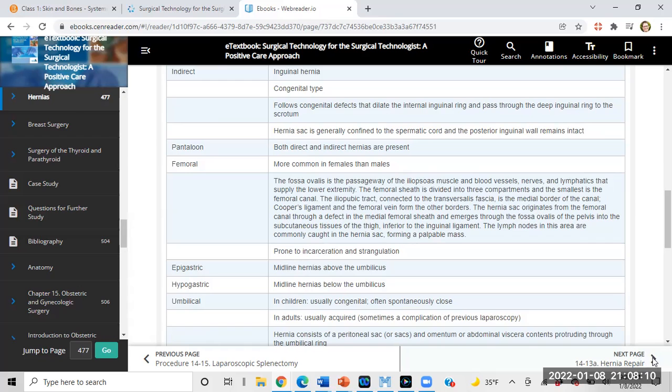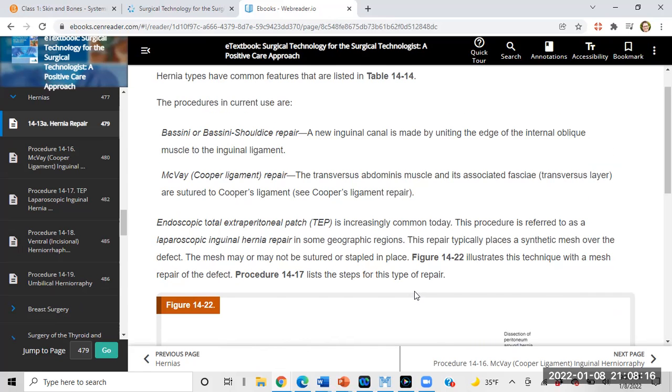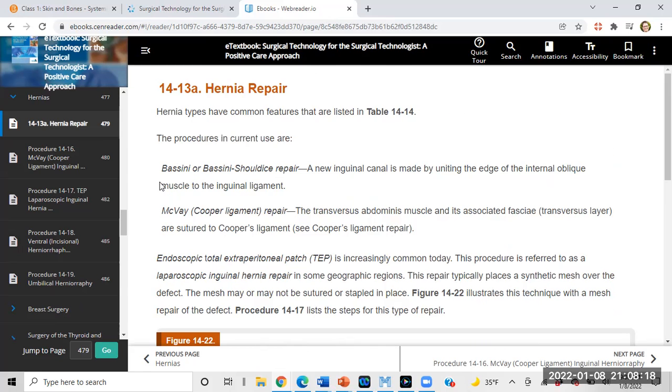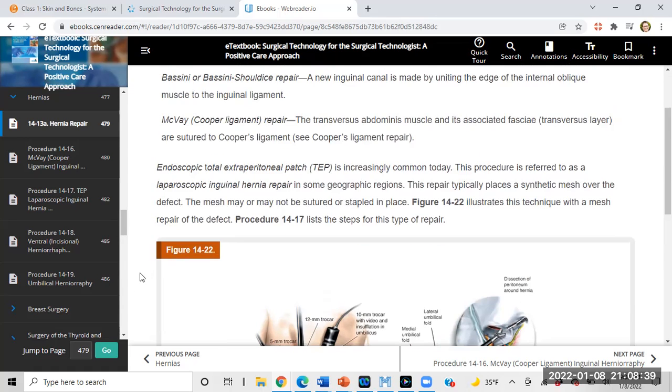All right, and then of course the hernia repair, different types of those. Bassini or Bassini-Shouldice repair is one that's used. Then McVay, this is Cooper ligament, and so there is a specific Cooper ligament repair. Let's see if they've got it in the picture of it.